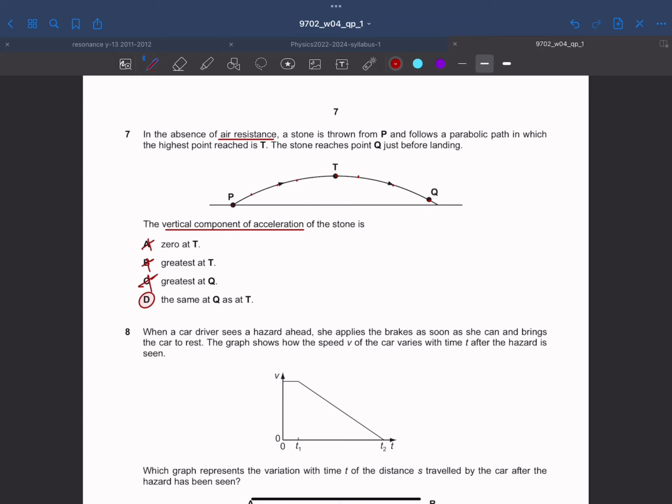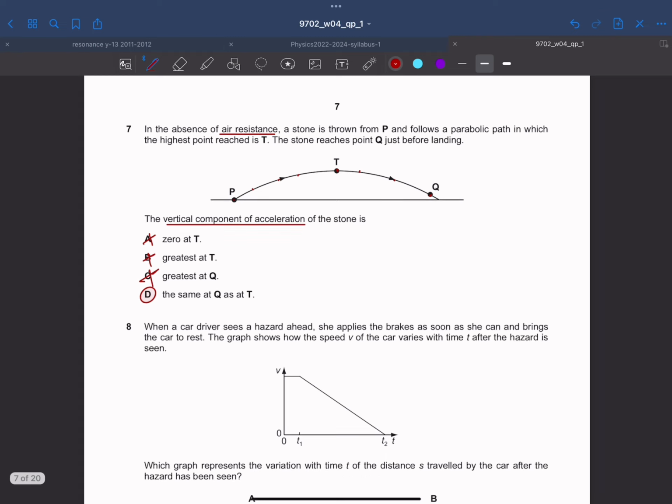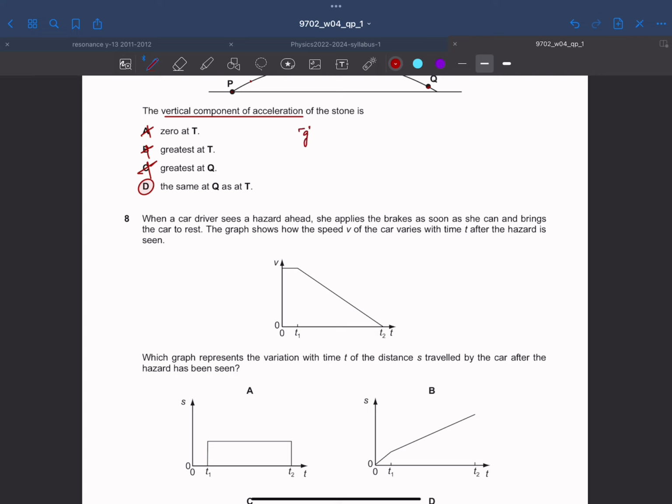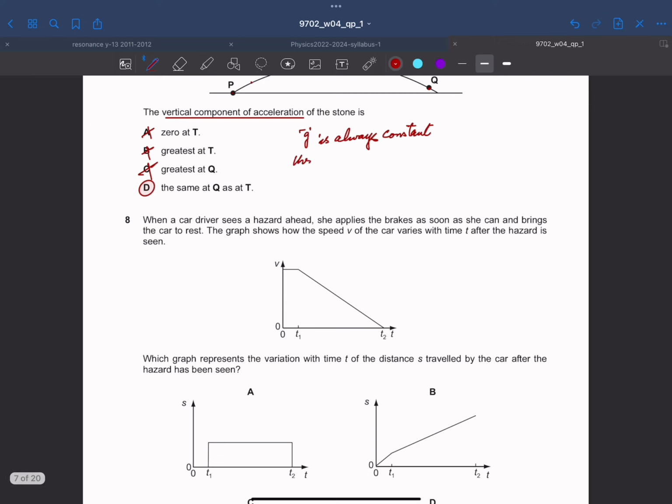So what is the situation? Acceleration g is always constant throughout the projectile motion. Remember this point. Even I can write here, g is always constant throughout the projectile motion. This is the bottom line of information for this question.